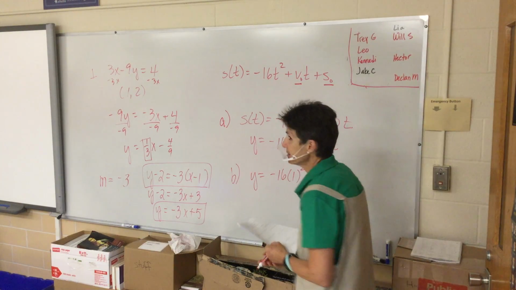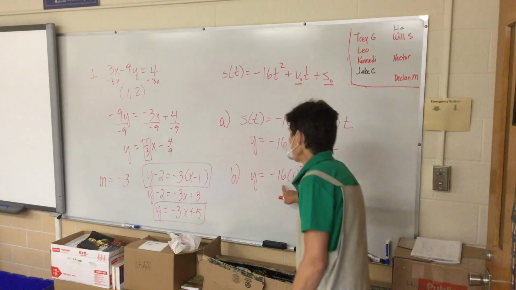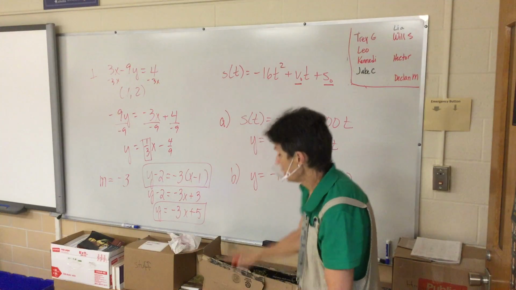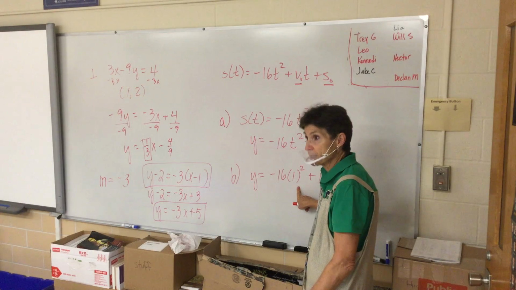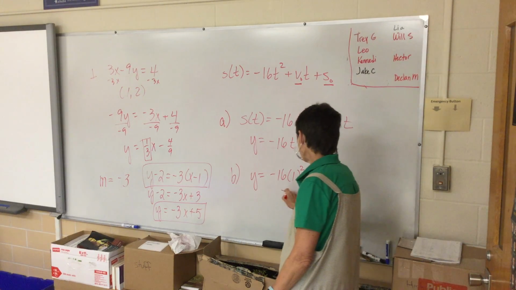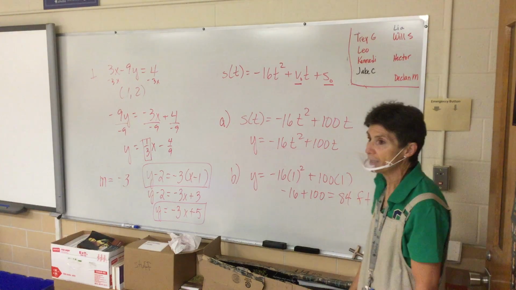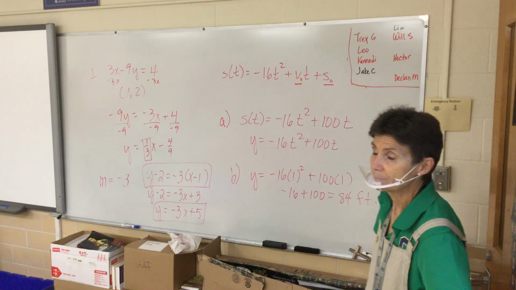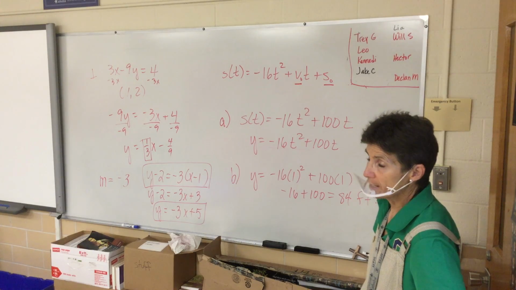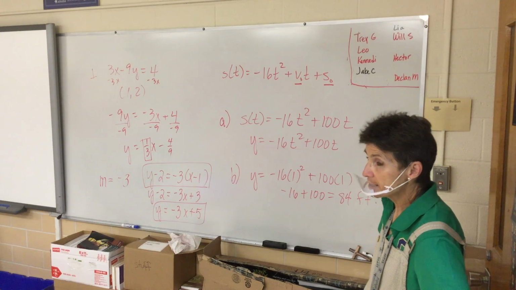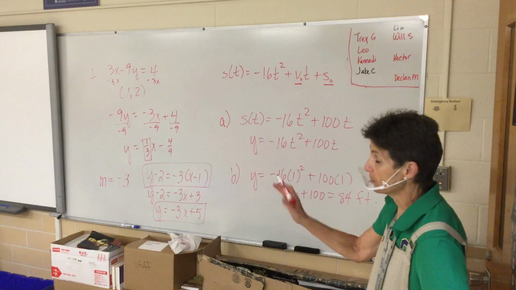And I know I keep saying this, but oh my gosh, over and over again, kids will square 16. No. What gets squared here? 1. 1 squared is 1. Times negative 16 is negative 16. How high is the ball? 84 feet. Make sure you put a unit on it. How high is it? It's going to be feet. Time will be seconds. In this formula, it's always feet, always seconds.